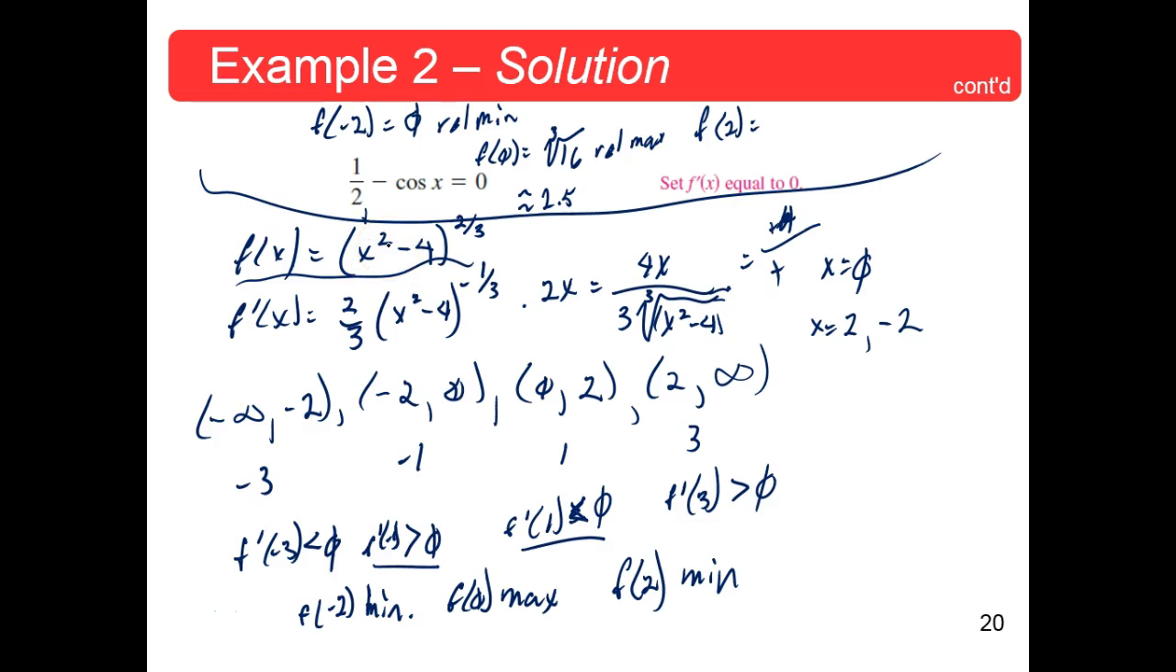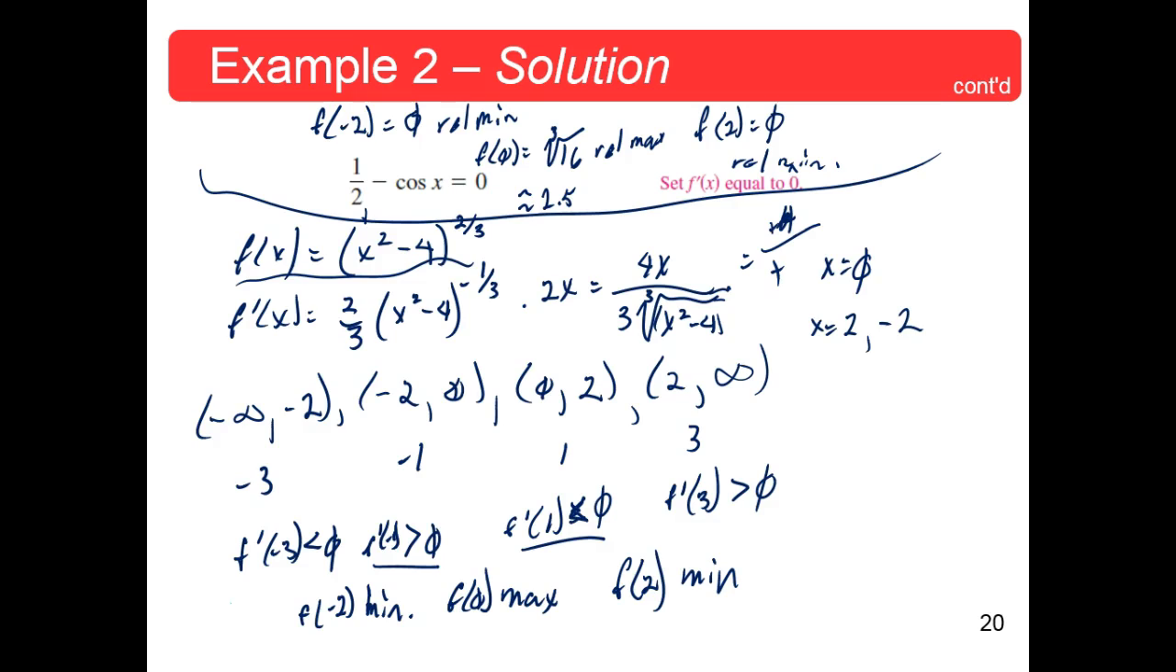Plug it in here. You get 0 again. And we know that's a relative min. So to answer the question, it said, find the relative extrema. The extrema are points. You need x, y values. So it's negative 2, 0, 0, root 16, and 2, 0. Those are the 3 points, and we know what they are.